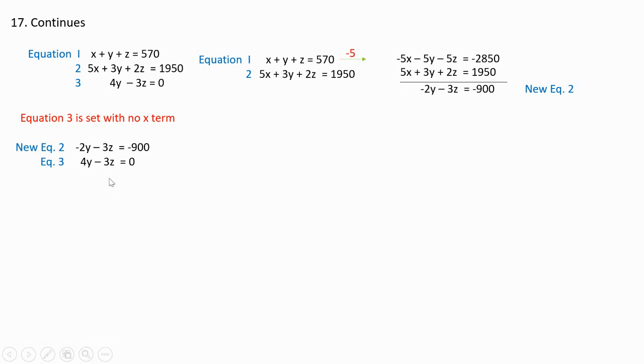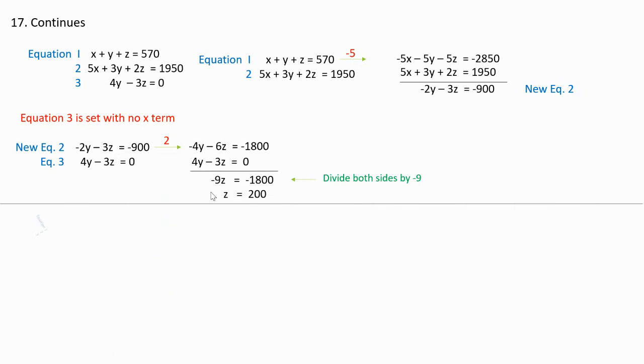Right? Now I'm going to get rid of the y, so I'm going to multiply equation 2 by 2, because 2 times negative 2 will give us negative 4. Then when you add it to 4, they'll cancel, or be eliminated. Okay? So it's going to give us negative 9z equals negative 1800. We divide both sides by negative 9, so we get z equals 200. Now I get to back substitute.